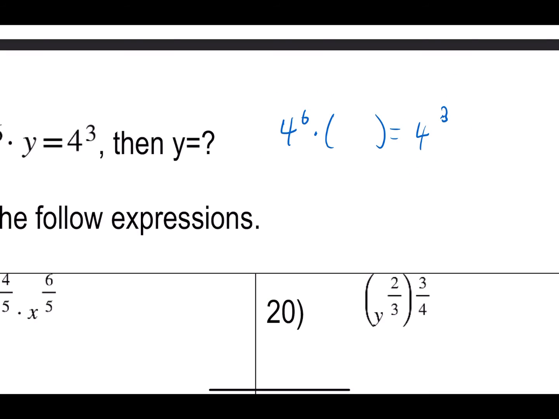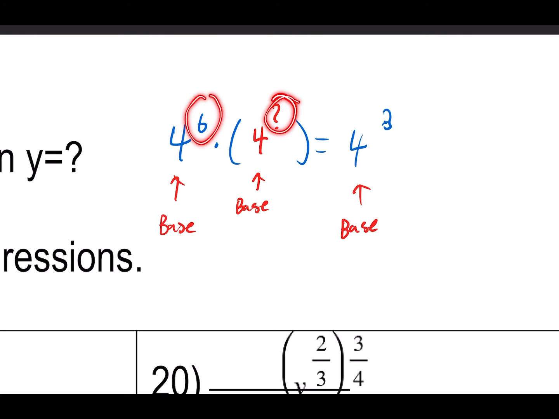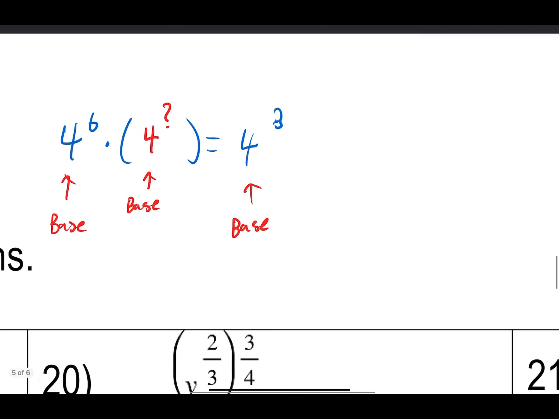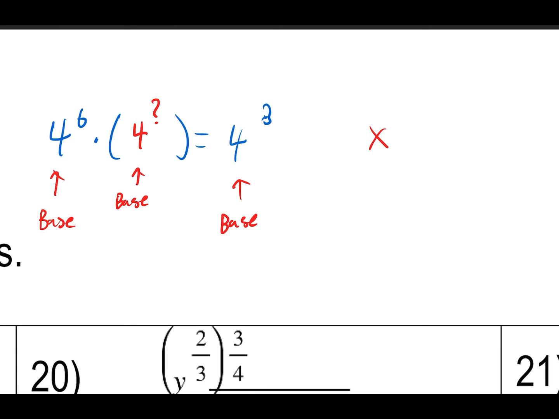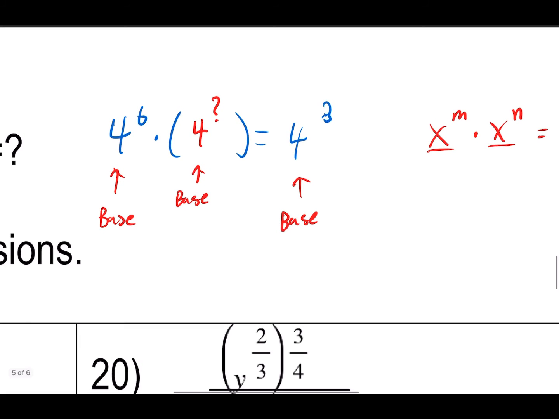The first thing you should notice is that we start with a 4 to the 6th and we end with a 4 to the 3rd power. The base 4 stays, which suggests to me that this something probably has a base of 4. The question is, what's its exponent? Well, 6 and something made 3. What does our exponent rule say? If I have some object to some power times some object to some power, like base times like base, we add their exponents. So 6 plus question mark equals 3.